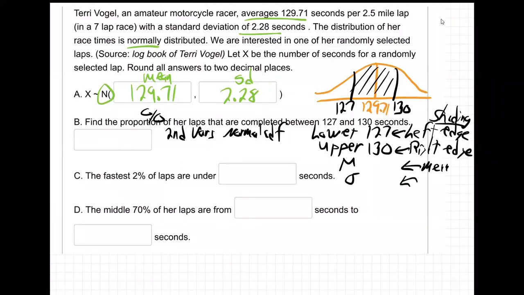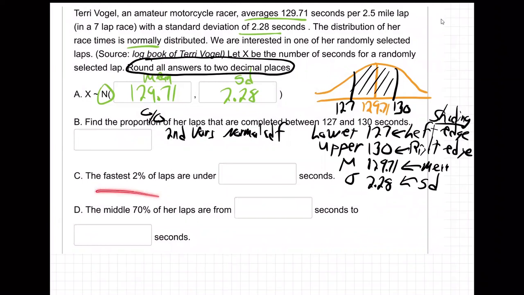And the mu, that's just the mean, you know that right there. And the weird looking circle thing is standard deviation. So the mean is 129.71, and one standard deviation is 2.28. Let's type those in, hit the buttons on your calculator. Make sure you round all answers to 2 decimal places. I'm going to go on to part C because C and D are more interesting, more challenging. I want to show you those.